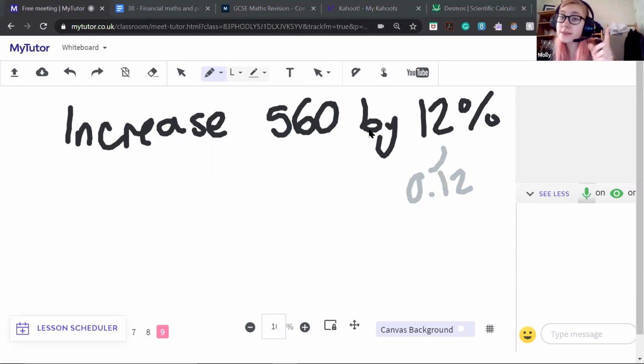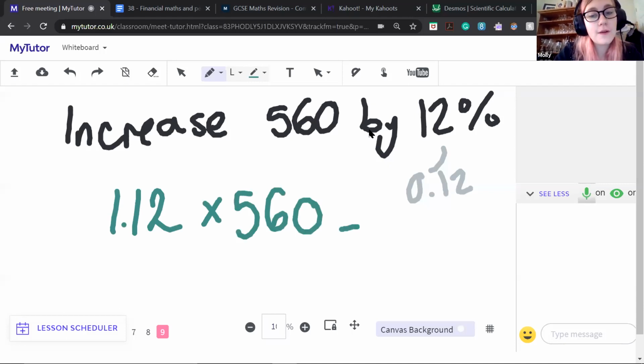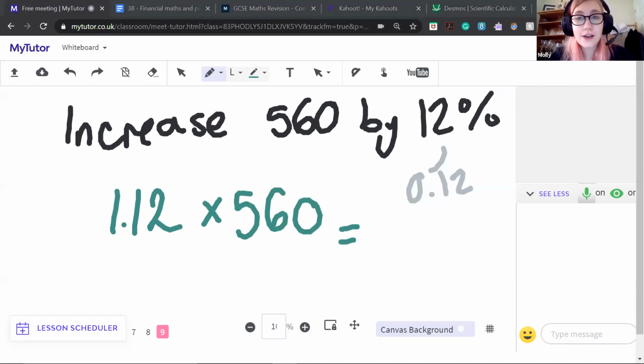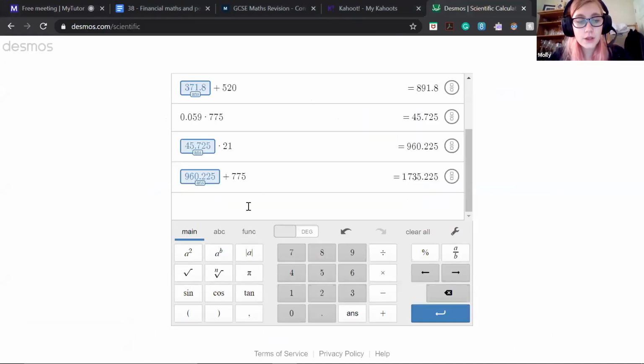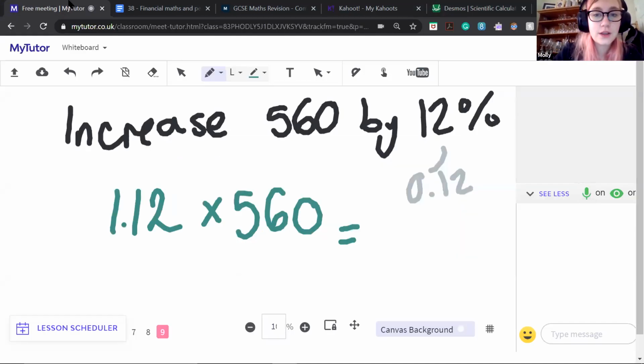But the way that we can do this in one step is that the multiplier for an increase is the multiplier of the percentage added onto 1. So the multiplier for an increase of 12% is 1.12. And then we can just do 1.12 times 560 to give us the answer in just one calculation. So 1.12 times 560 gives us 627.2.